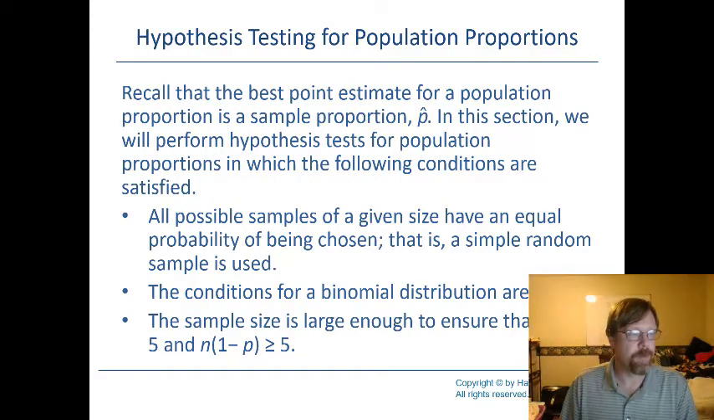So if we're looking at, let's see, 4 out of 5 dentists would be 80%. So we'd have to look at enough dentists that n times 0.8 and n times 0.2 were both greater than 5 to show that.